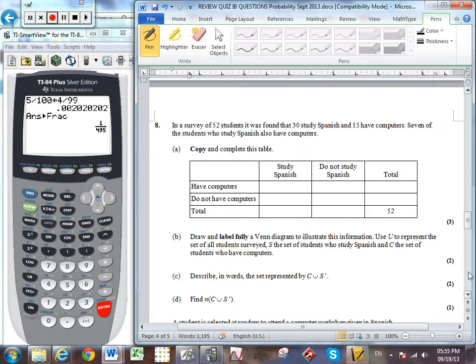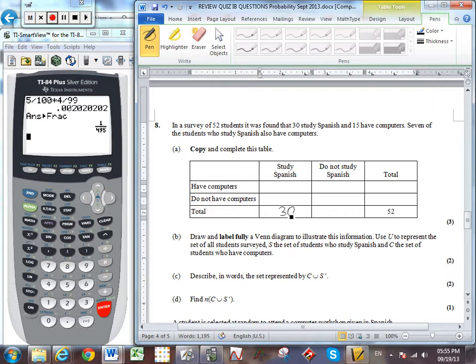Number 8. In a survey of 52 students, there's 30 who study Spanish. That's a total of 30 who study Spanish, and 15 who have computers. So the number of computer users, let's see, study Spanish, have computers, it's a total of 15 have got computers. Alright, 7 of the students who study Spanish also have computers, so we put 7 in here.